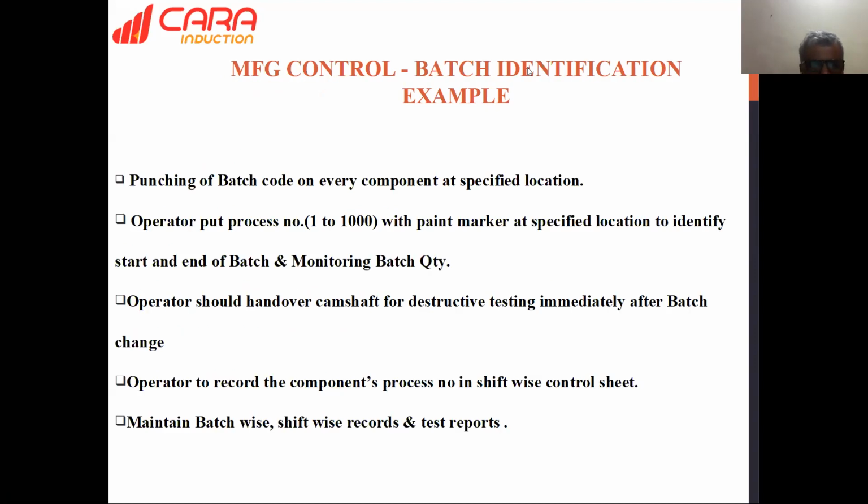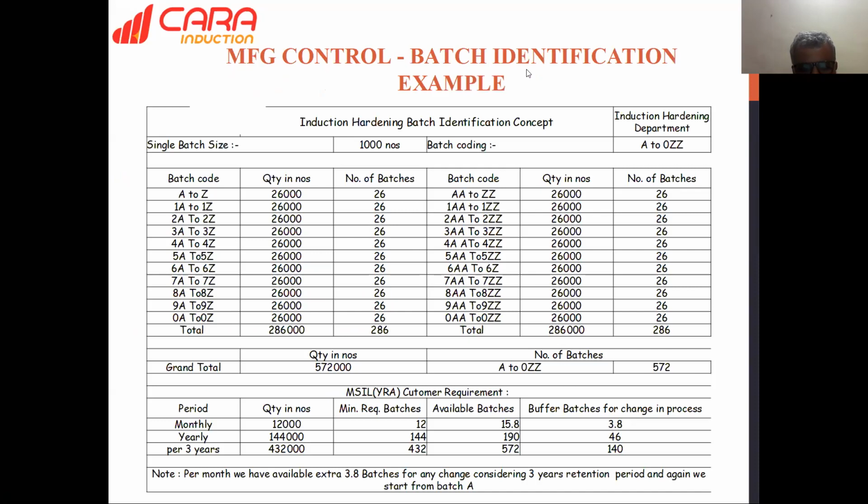This is an example of how to establish induction hardening batch controls. Next. If we start from A, then accordingly this is one of the examples. If we say that in A batch there are 500 numbers, then the next batch is B, with 500 numbers. With the start of the A batch and the end of the A batch, the A batch is approved like that. Next.